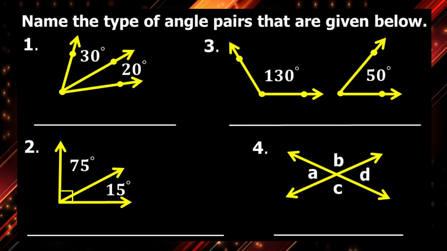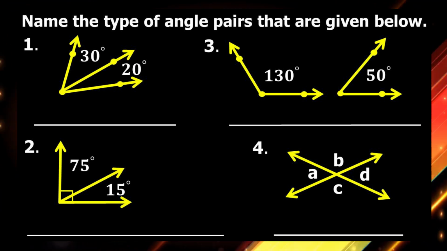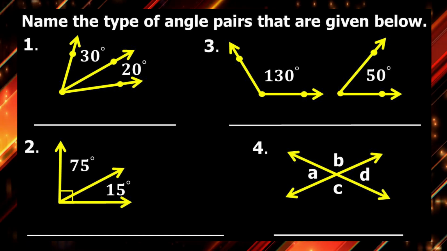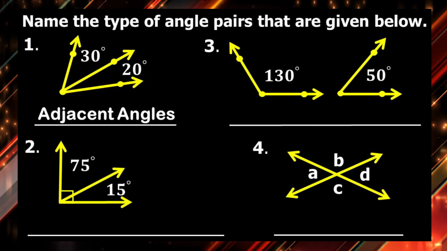Number 1. A pair of angles where the first angle measures 30 degrees and beside it measures 20 degrees. What is your answer? Correct! The answer is adjacent angles.